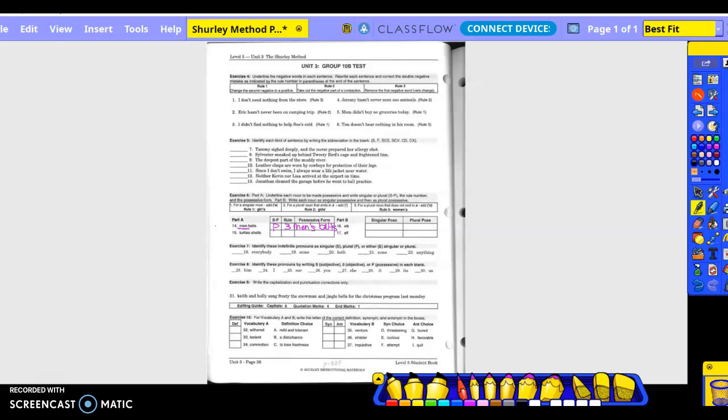Turtles' shells. What's the noun that we're going to make possessive? Turtles. Singular or plural? Plural. Rule 2 or 3? 2. And then it ends with an S, so we just add an apostrophe. So turtles' and then shells.